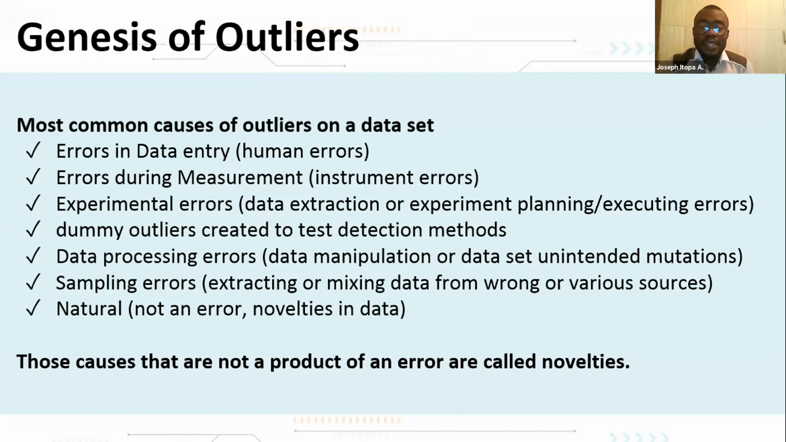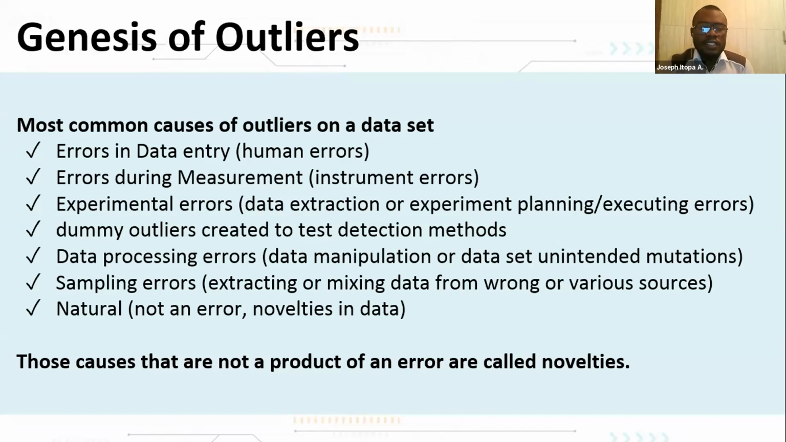Then we have dummy outliers. These are intentionally created to test models. While building models, we introduce an outlier and we want to note the performance of the model. Will it be good? Will it be bad? Will the model be able to handle such a level of outliers in the data sets?